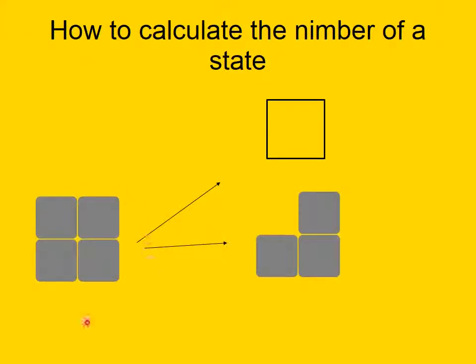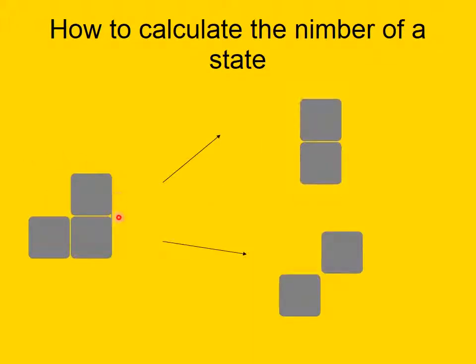Now this is our current state. If we put 2 by 2 here, there will be no square left. And this is the next state. And if we put 1 by 1 here, this is our next state. There are another 3 states, but they are the same as this state because they are achievable by rotating this state.